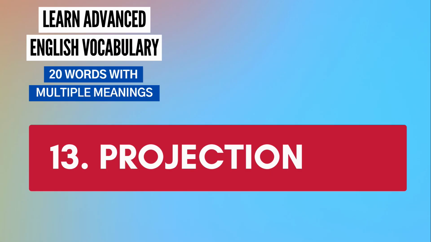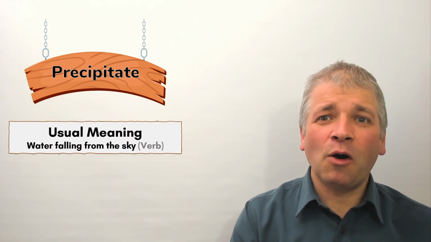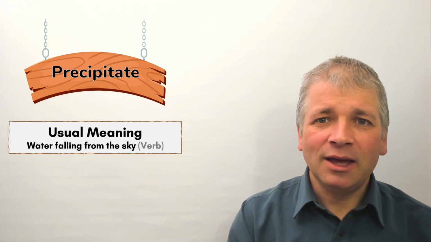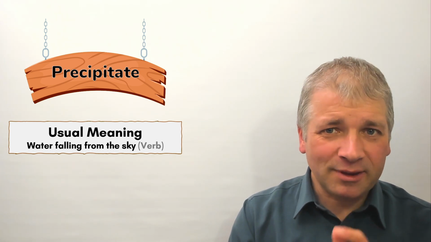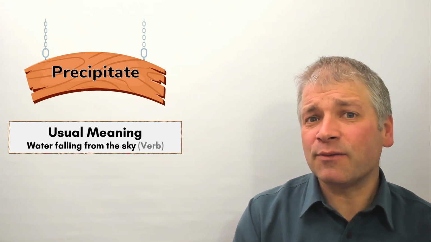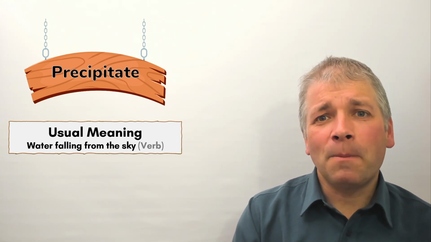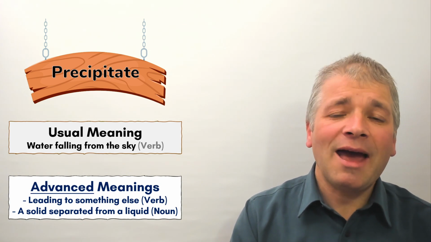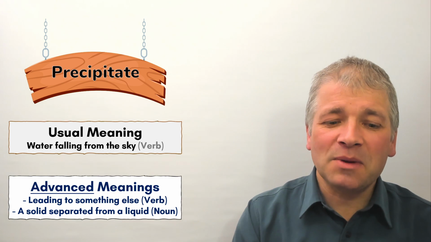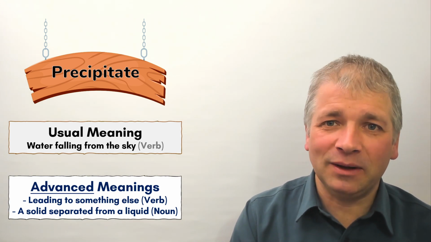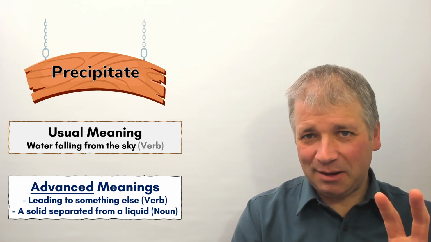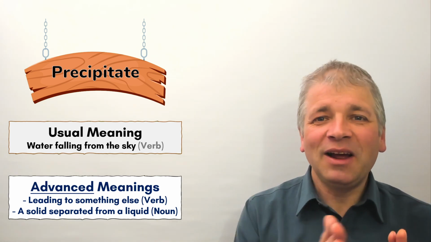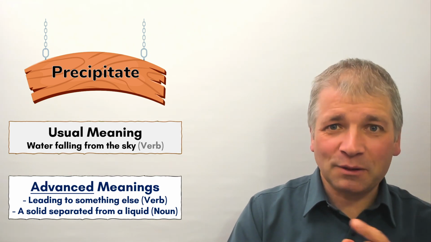Word 12 is precipitate. Now the word precipitate is often used as precipitation, meaning rain or anything coming from the sky in liquid form. And the verb for this is precipitate. So water falling from the sky, if you want to say it as a verb, you would say precipitate. But it can also mean these two meanings too. It can mean leading to something else as a verb, and it can also mean a solid separated from a liquid as a noun. And this is in science. If you study science at school or college, you will know sometimes you put two things together, there's a reaction, and the solid separates from the water. The solid that's left over is the precipitate.